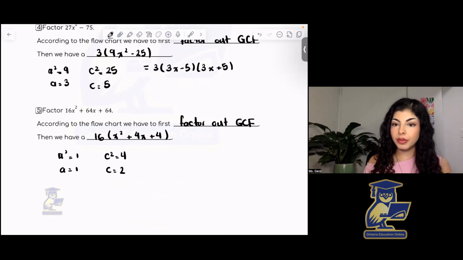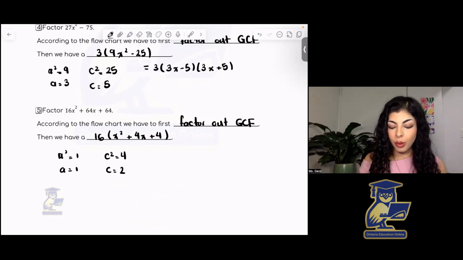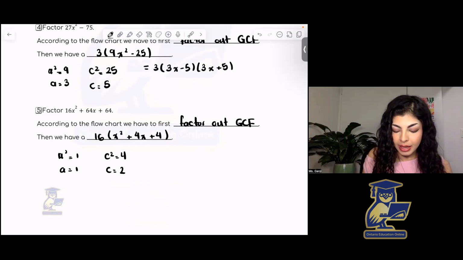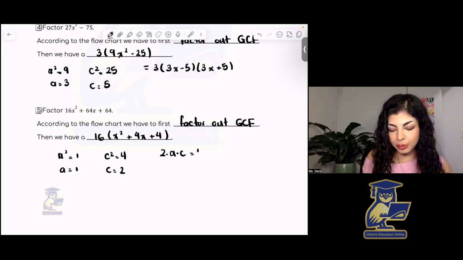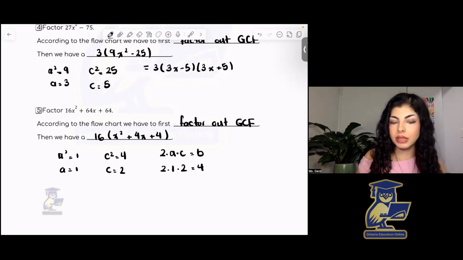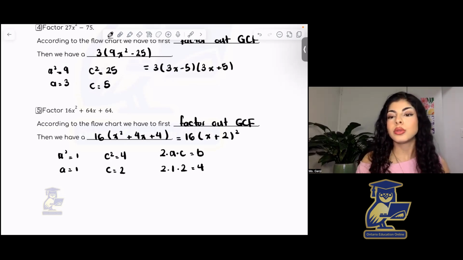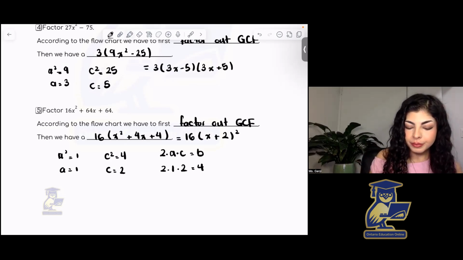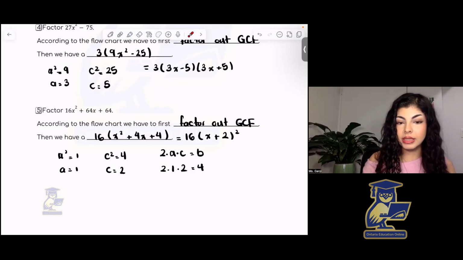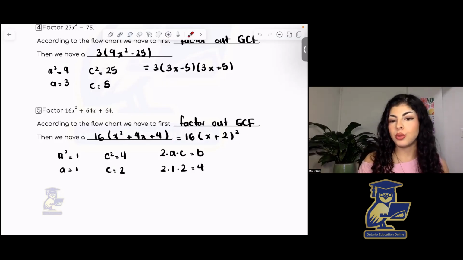So now, for the perfect square trinomial, we have one more requirement, which is that 2ac is equal to b. And you will check 2 times 1 times 2 is equal to 4, which is b. So this is actually a perfect square trinomial, and we can factor it as x plus 2 squared. So your final answer will be 16 times x plus 2 squared.